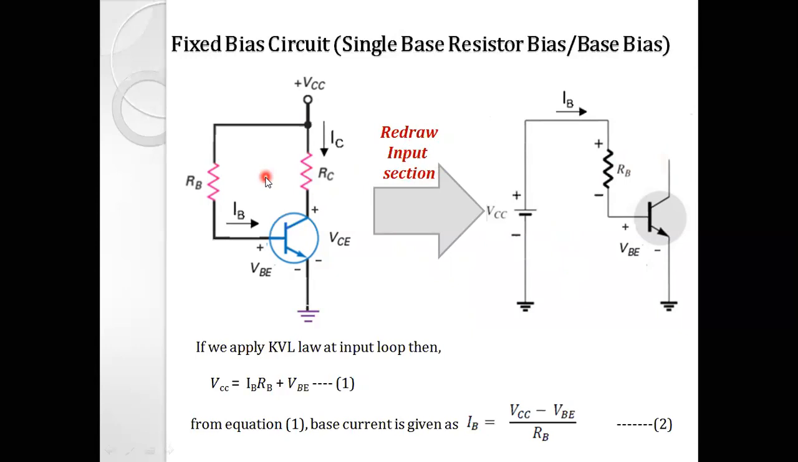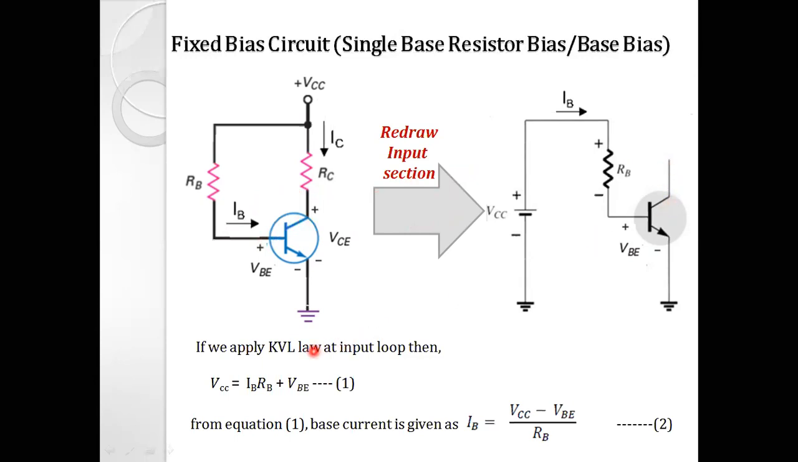Similarly, while analyzing the output section, we have to keep the input section open. Input section open means we have to keep this base terminal open, right? When I redraw the output section, you will understand it in a better way. But this is the procedure. While analyzing the input section, the output terminal is kept open, and while analyzing the output section, the input terminal should be kept open. So here we are doing the analysis for the input one. So the output collector terminal is kept open.